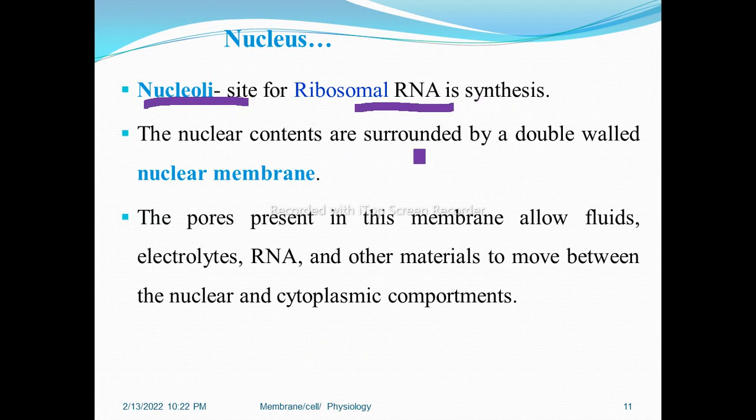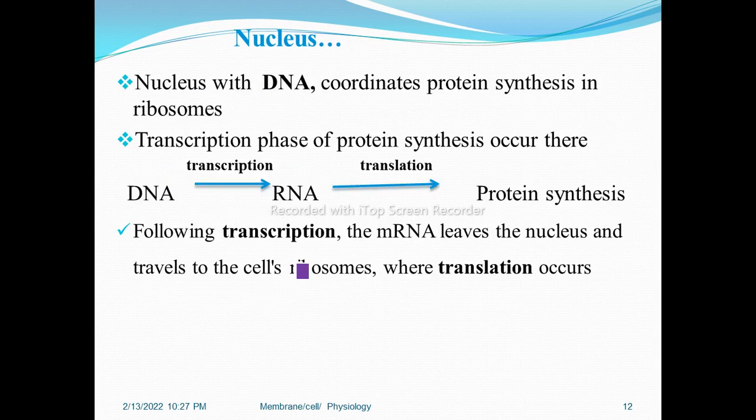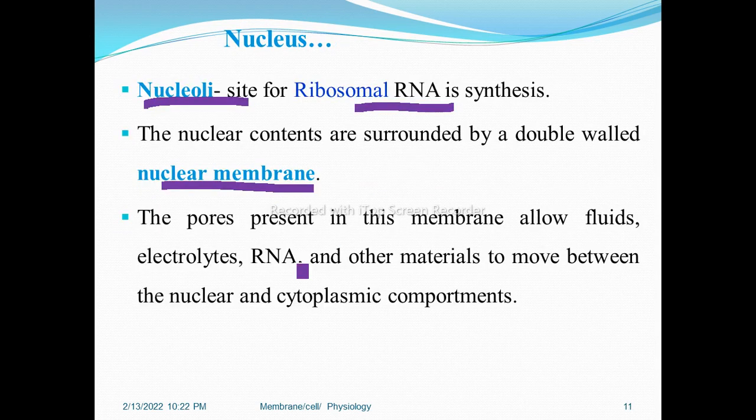Nuclear contents are surrounded by a double-wall nuclear membrane, as I showed you before. The pores present in this membrane allow fluids, electrolytes, RNA, and other materials to move between the nuclear and cytoplasmic compartments.